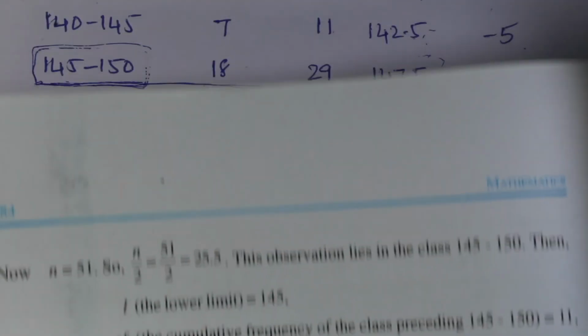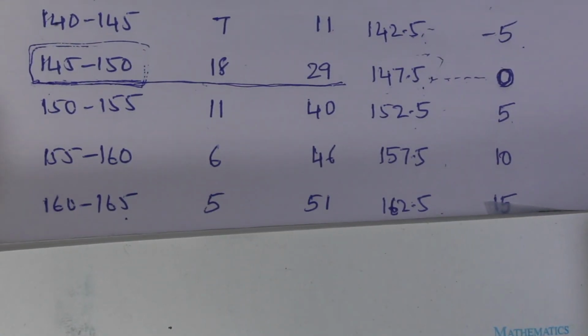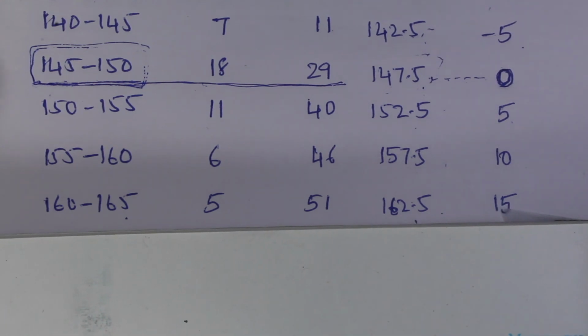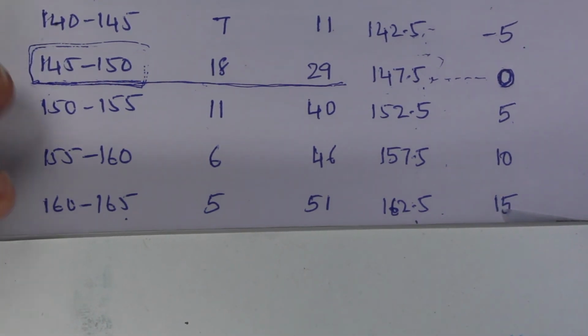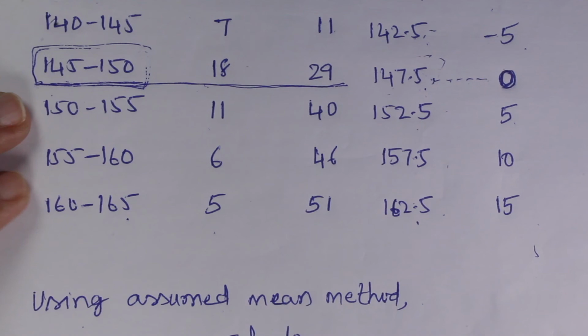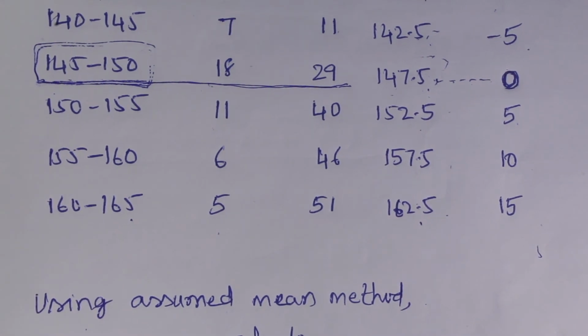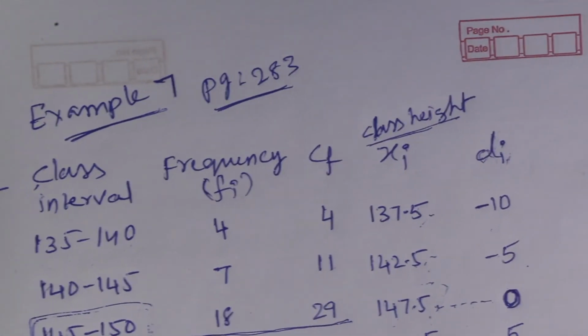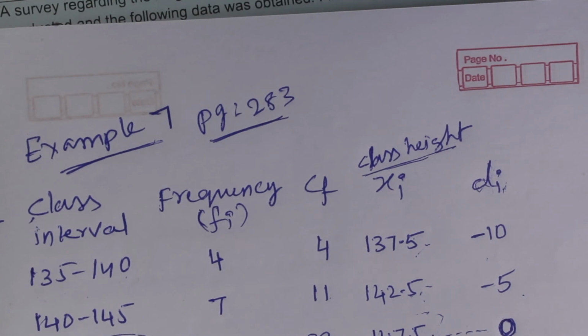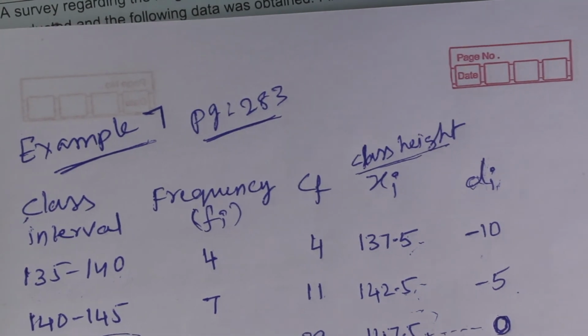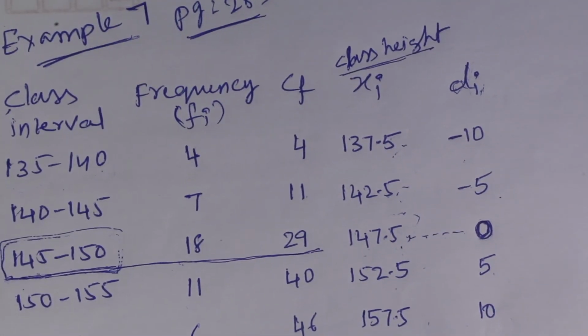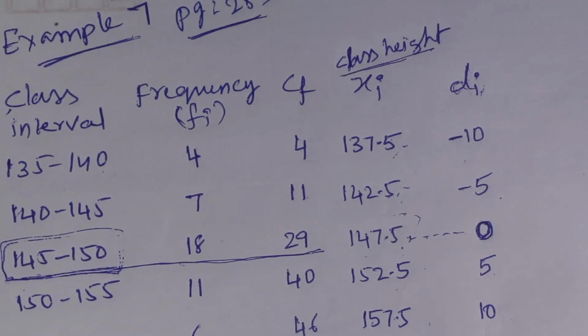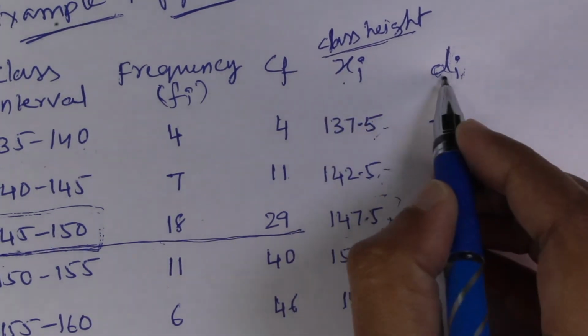Now there is an additional part in the question, to calculate the mean height also of this class. In order to calculate the mean height, it is not given in the book. We have multiple methods to calculate mean height. Here I am using the assumed mean method. In order to use it, I am adding two more columns, xi and di.